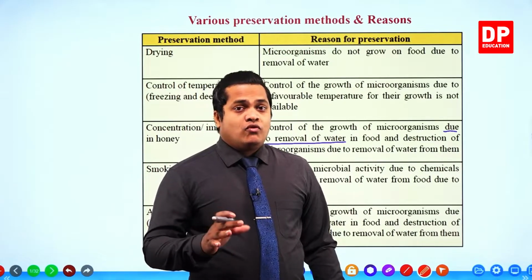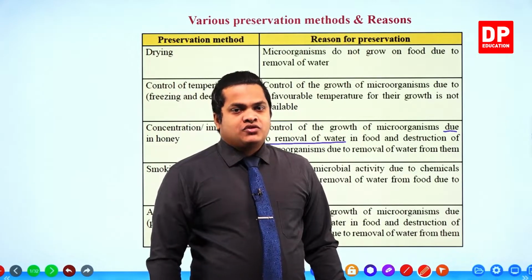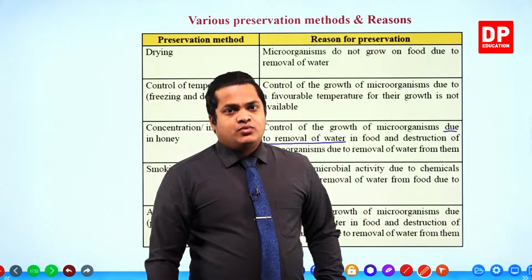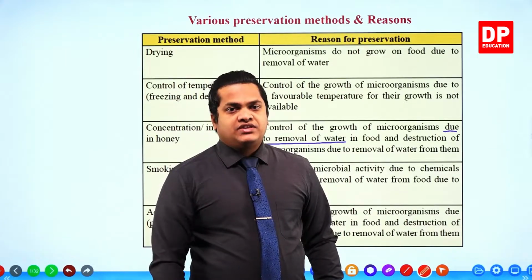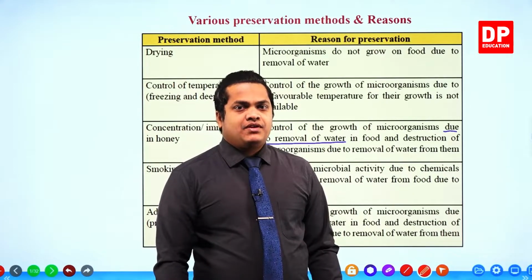If there are more fruit juice particles, then there is less water. If the water amount is very low, what will happen? The food is getting preserved. When you dip it in honey also, the same process can be observed.